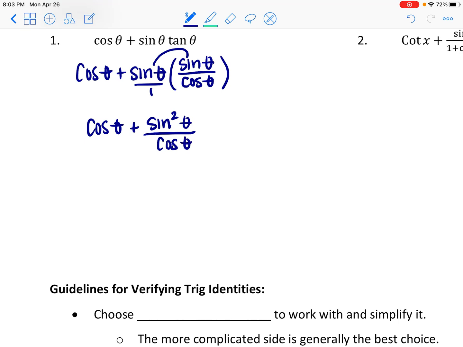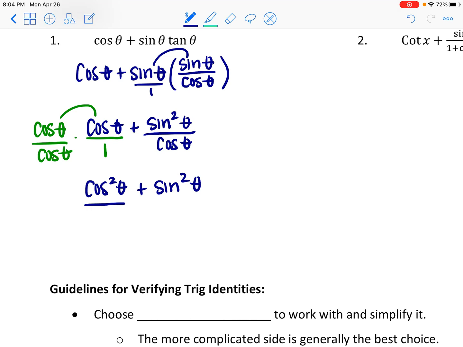Okay, now if you have two terms in your expression, and now one of them's a fraction, you want to try to add those two terms, add those two fractions, and to do that, you need a common denominator. So the denominator of the first fraction is 1, which means if I multiply by a cosine theta and a cosine theta, I can achieve that common denominator. So I end up with cosine squared theta here, and on this side I have still my sine squared theta, but now those can go together over my common denominator, which was cosine theta. Okay, so now we're one step closer.